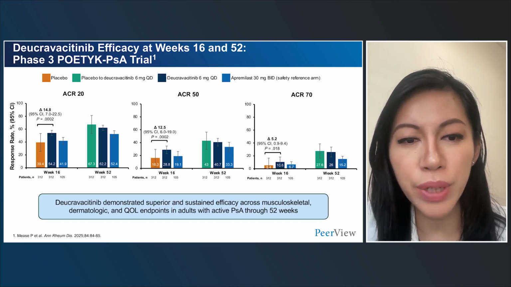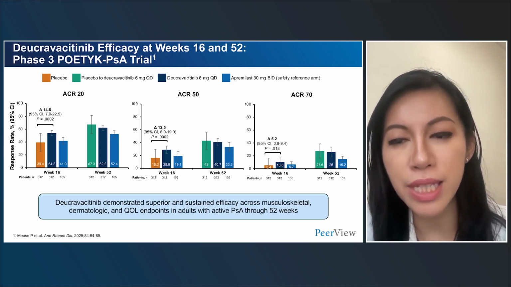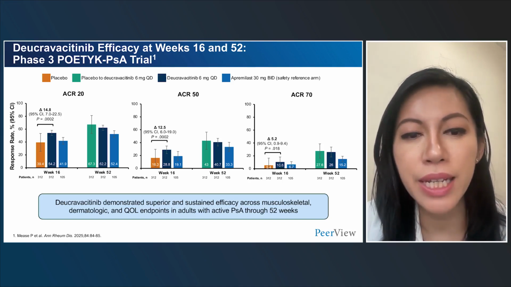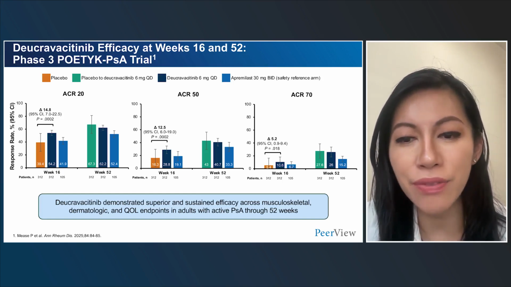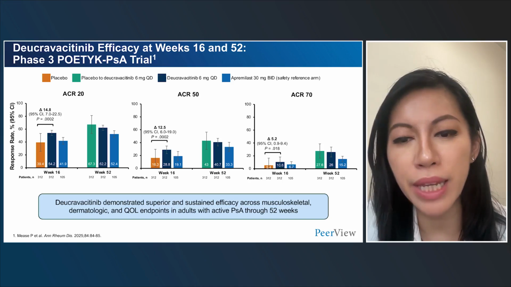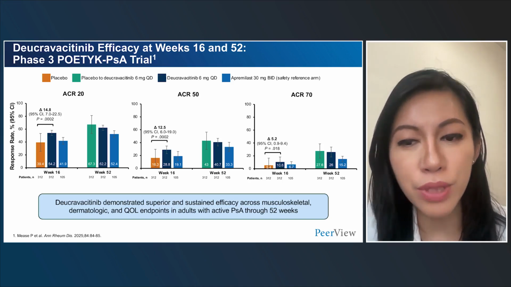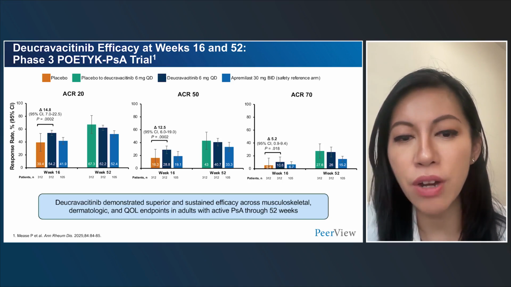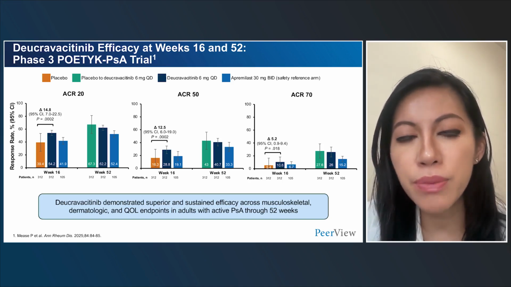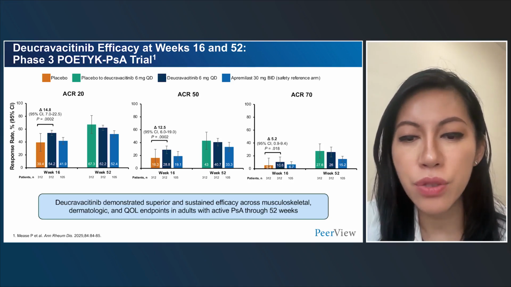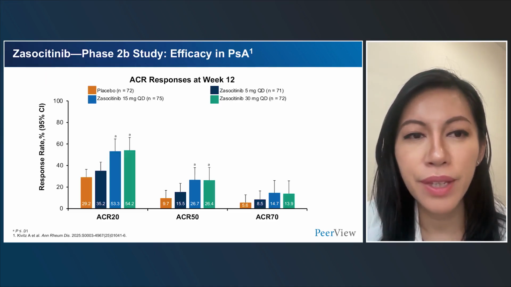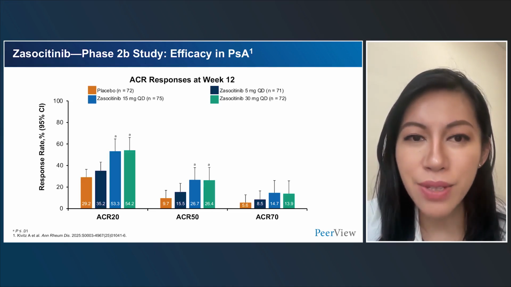So when we're looking at week 52 data, you notice that the bars are even higher compared to week 16. And so what we showed here is that deucravacitinib demonstrated this superior and also sustained efficacy across a number of different domains, not only musculoskeletal, the skin domains as we talked about, but also in terms of the quality of life endpoints for patients with active psoriatic arthritis.